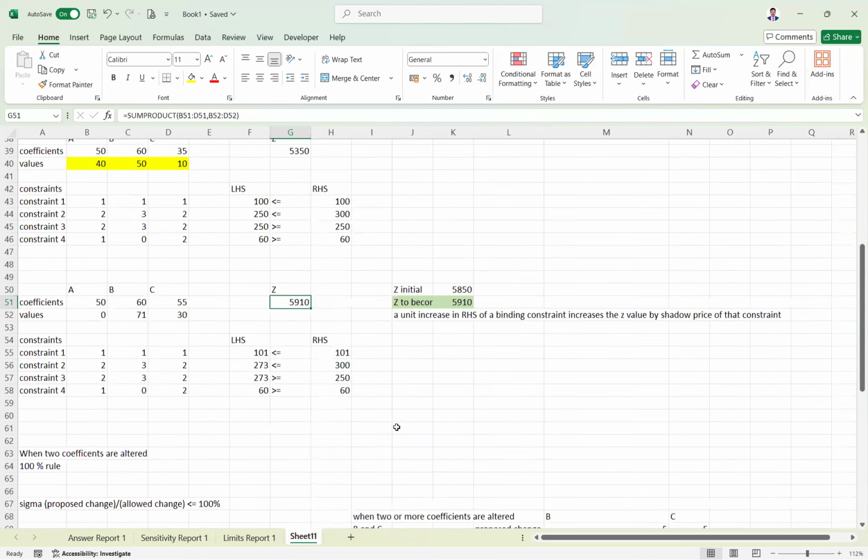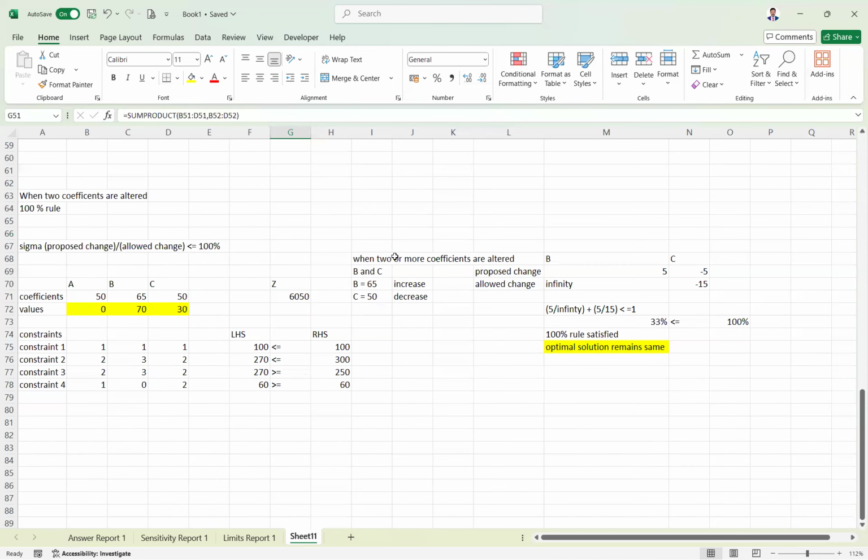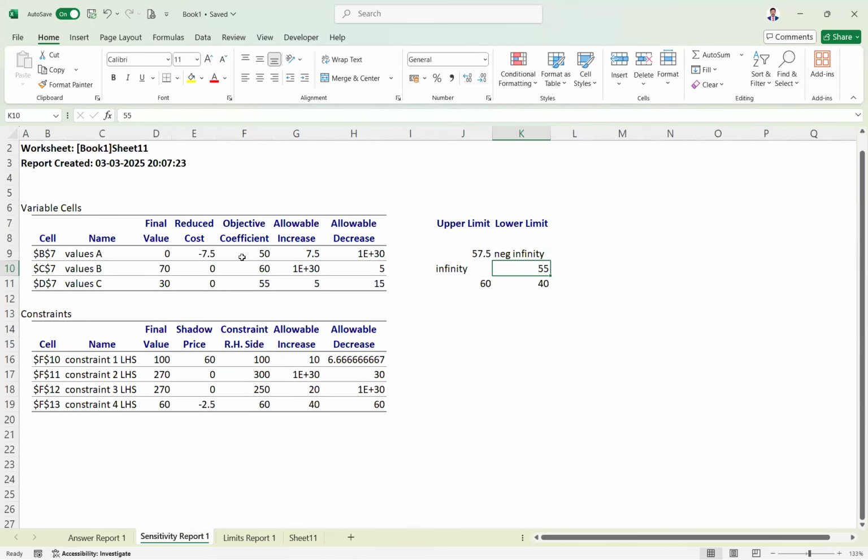In the second part, we have understood that if more than one constraint is being changed, one rule which is called the 100% rule has to be satisfied. If it is satisfied, the optimal solution remains the same. If it is not satisfied, the optimal solution will change.